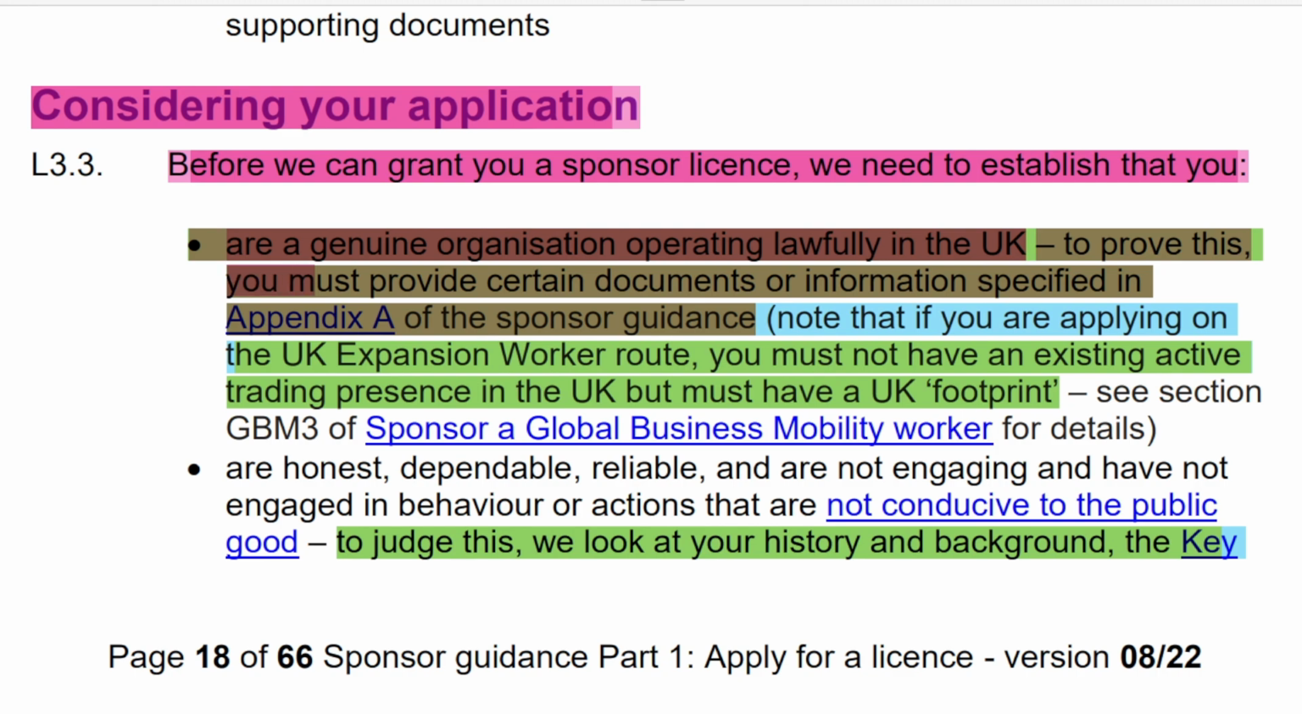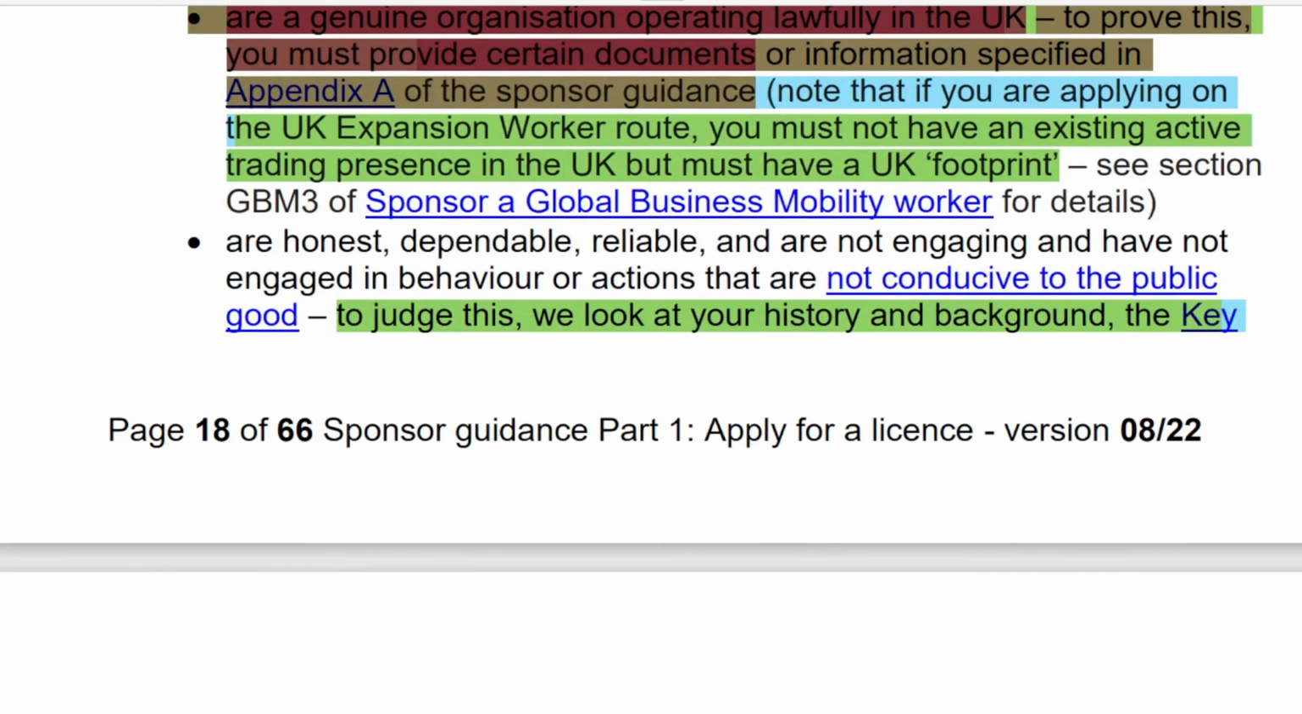So it says you must provide certain documents. When we talk about certain documents, it's not mentioned anywhere that you need to provide tax returns, your number of employees, or evidence of them. It is not mentioned anywhere, but you have to provide. This means that certain documents include all those evidence, because the Home Office wants to know that you are a genuine organization operating lawfully in the UK, and that can only be understood when you provide all the documents in your application.